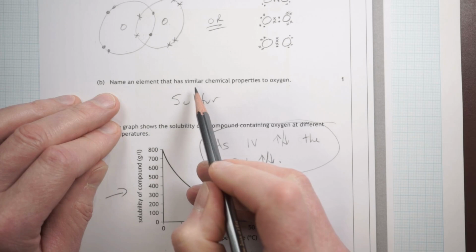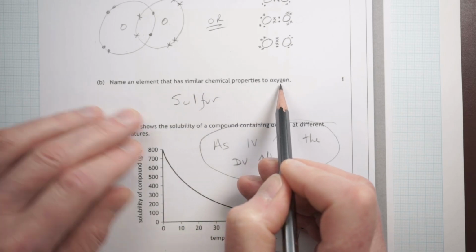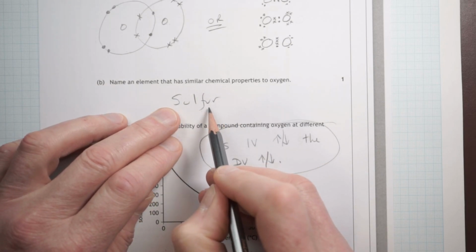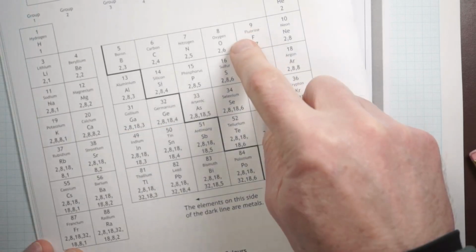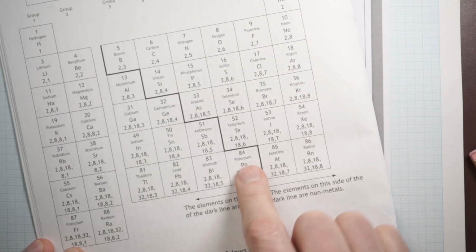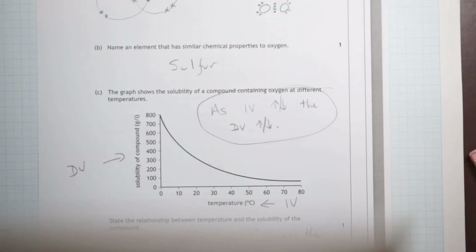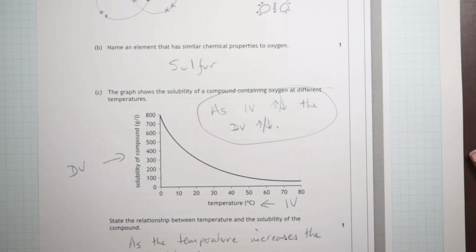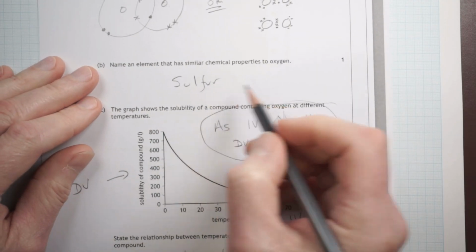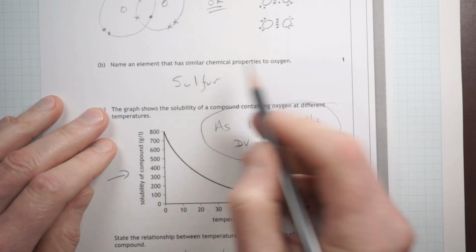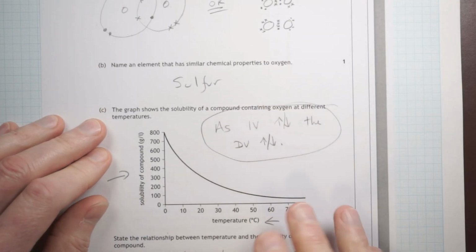Name an element that has similar chemical properties to oxygen. Well, all you have to do is pick one of the elements in the same group as oxygen. If we go to our data book, oxygen, sulfur, selenium, tellurium, polonium. Okay, and they even allowed you livermorium, but I wouldn't worry about those. Basically choose sulfur. Choose the next one down in the group. That'll keep you safe. But any of those group 6 elements would be fine.